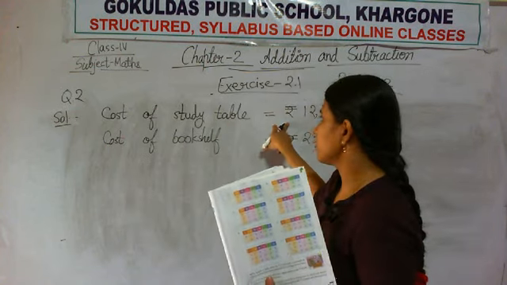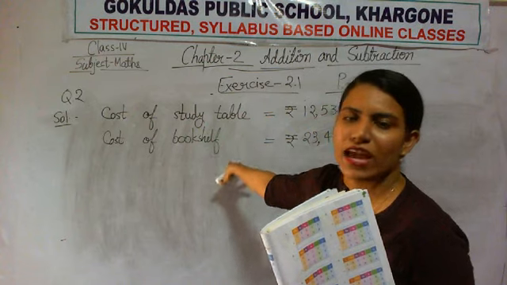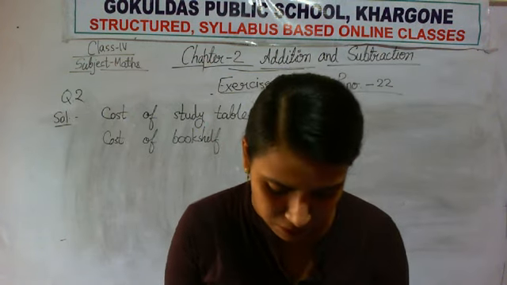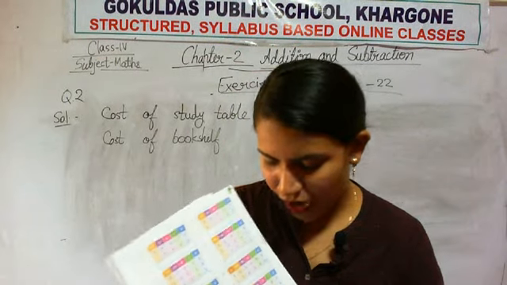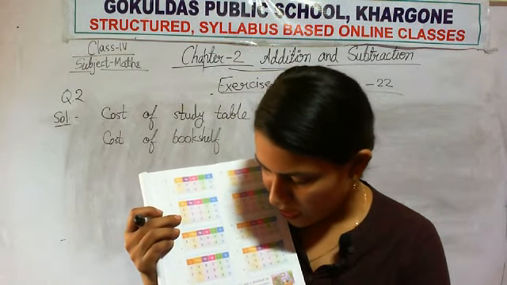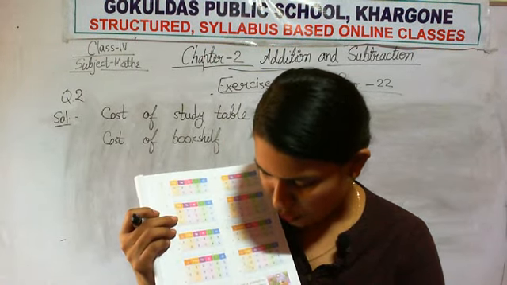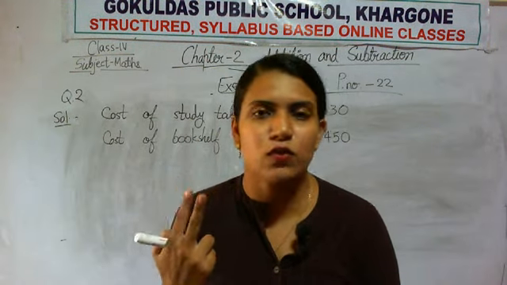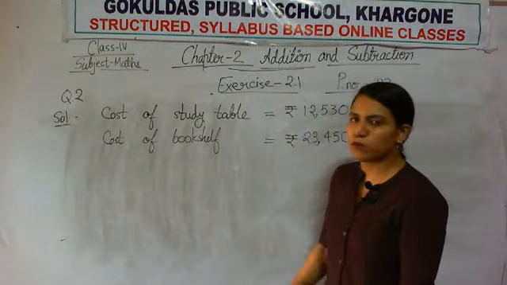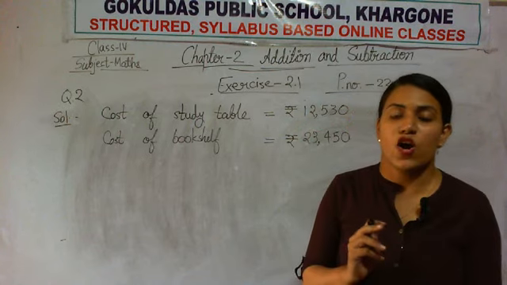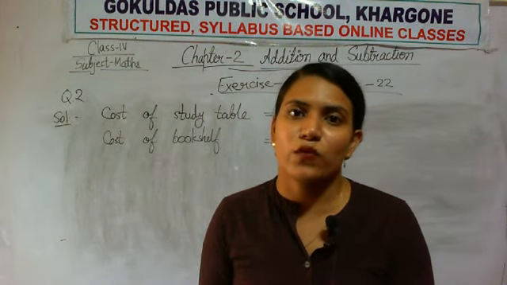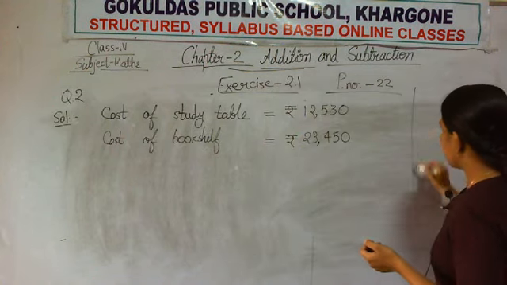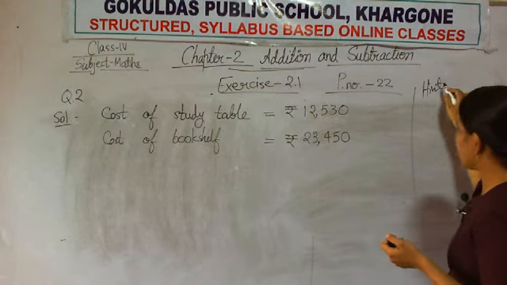What? Study table and a bookshelf. We have written the cost of both the items. Now read further. Find the total money spent by him buying the two items. He bought two items. What? Study table and bookshelf for this much rupees. Now you have to find the total amount. So when you hint, I am writing hint here.